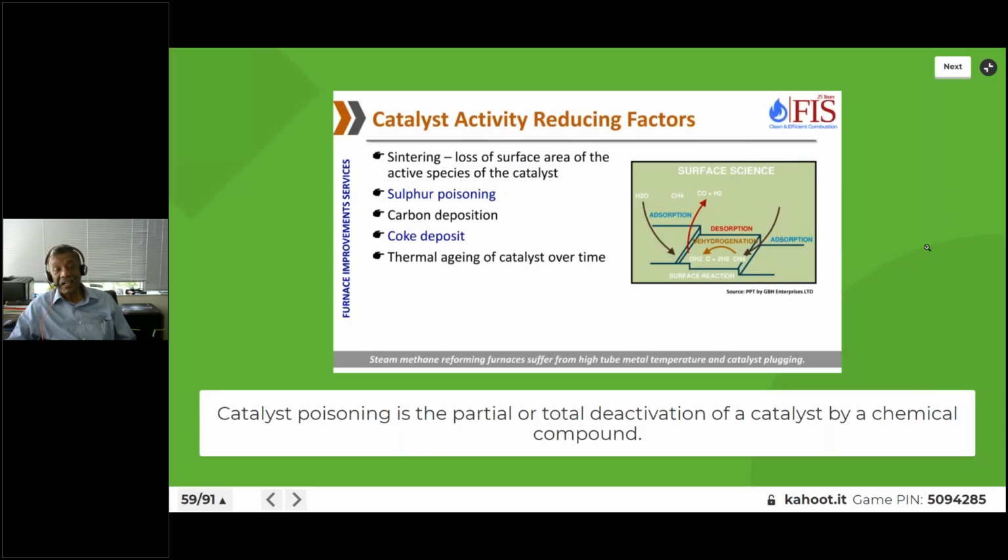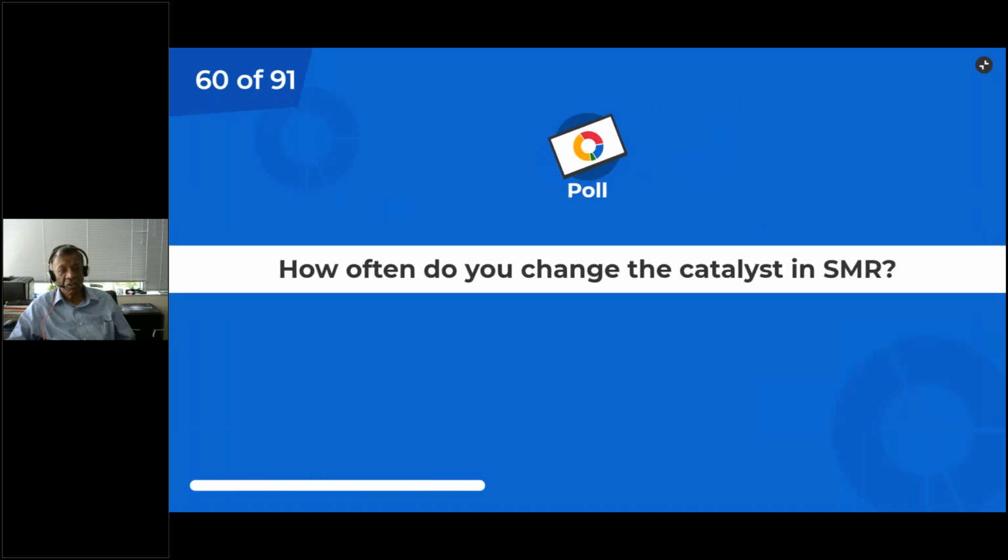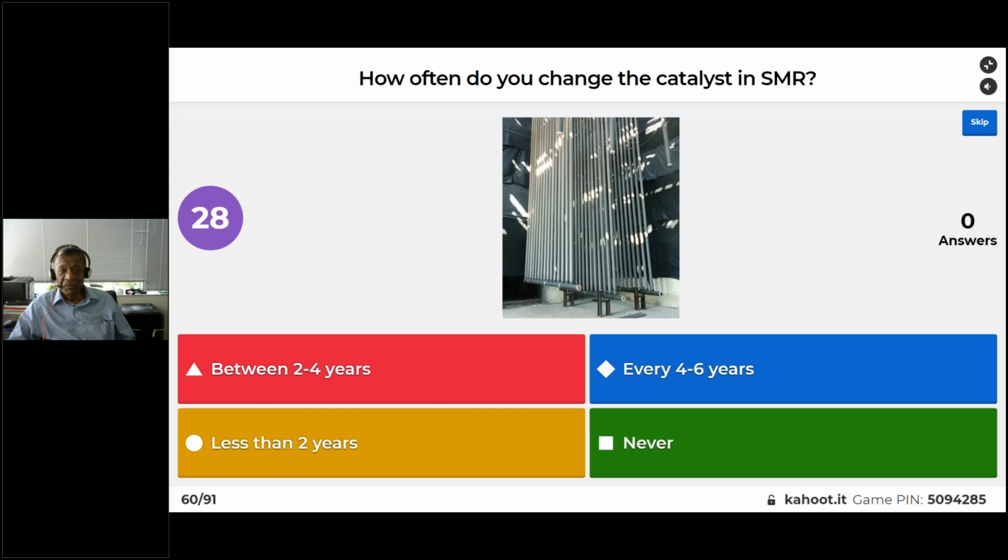One of the important things about catalyst is making sure that catalyst does not lose its activity. And there are several reasons which can happen. Some of them is sintering. Sintering is high temperature exposure. A lot of times because of high temperature, the catalyst gets sintered. Others are sulfur we talked about, carbon or coke depositions, and thermal aging. And all these things lead to a decrease in the activity of the catalyst, and you are forced to change the catalyst. So let's find out how often do you change your catalyst in your SMR furnace.